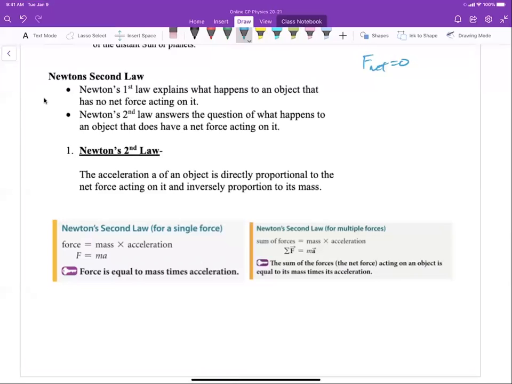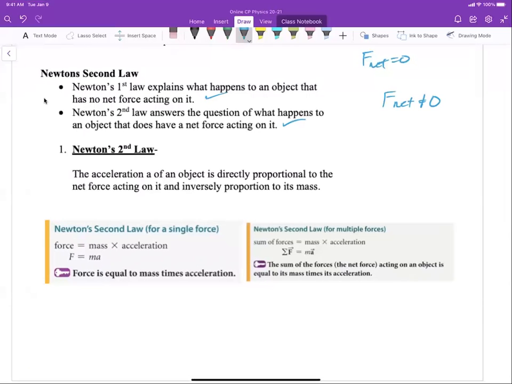Now, that's what the first law tells me. Now, what does the second law tell me? It answers the question of what happens if I do have a net force. So what if I have something that is not equal to zero? Well, here's what Newton's second law says. I'm going to experience acceleration, okay?